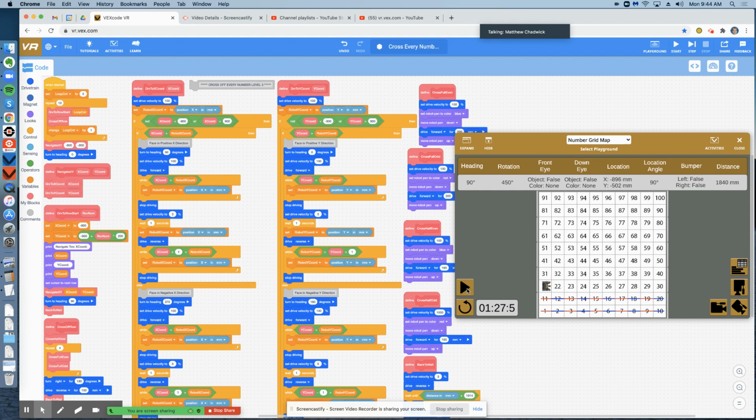Okay, so I'm stopping my solve here. Look closely. I come up to... there we go.